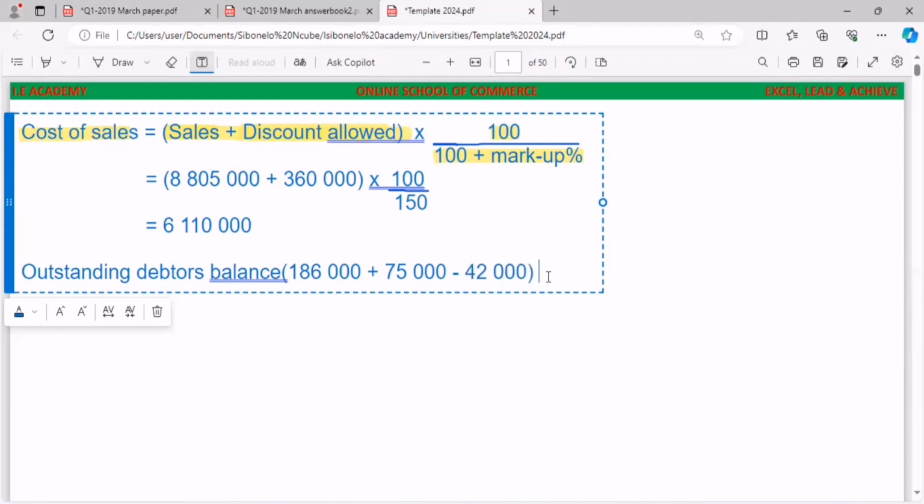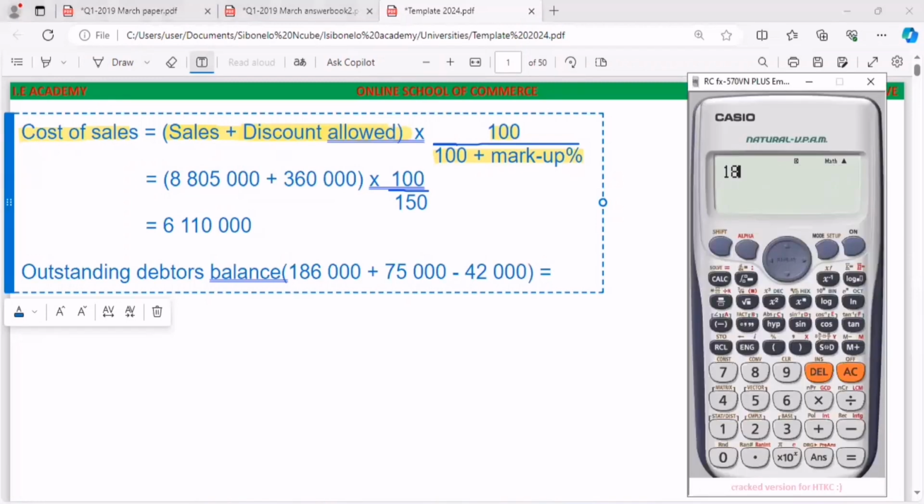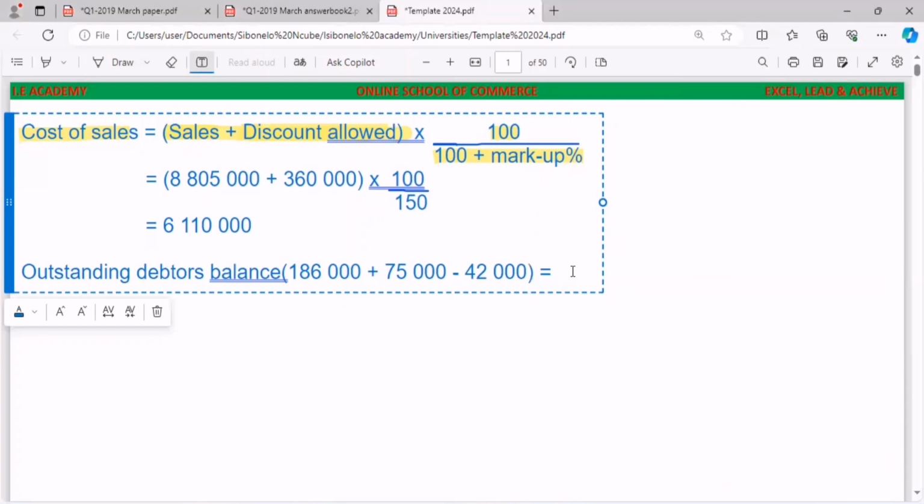So now that's how we get the outstanding debtors balance. So how much is the outstanding debtors balance? So now we're going to use the calculator. 186. This is from the trial balance. We add 75,000 credit sales minus 42,000. So the outstanding balance is 219,000. And we are told that the provision for bad debt must be adjusted to 5%.